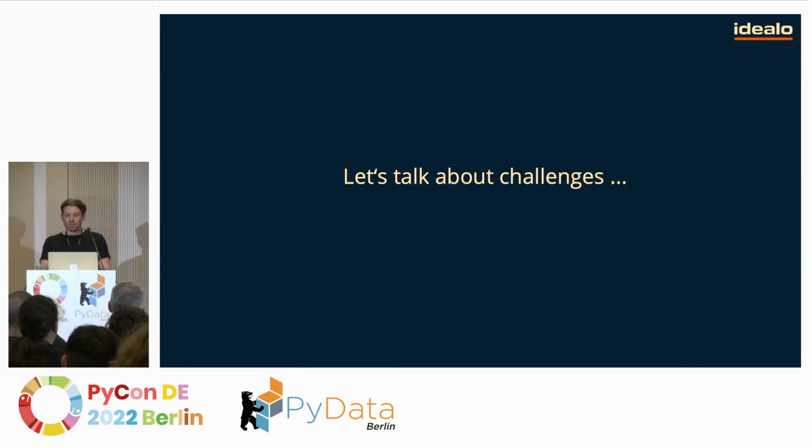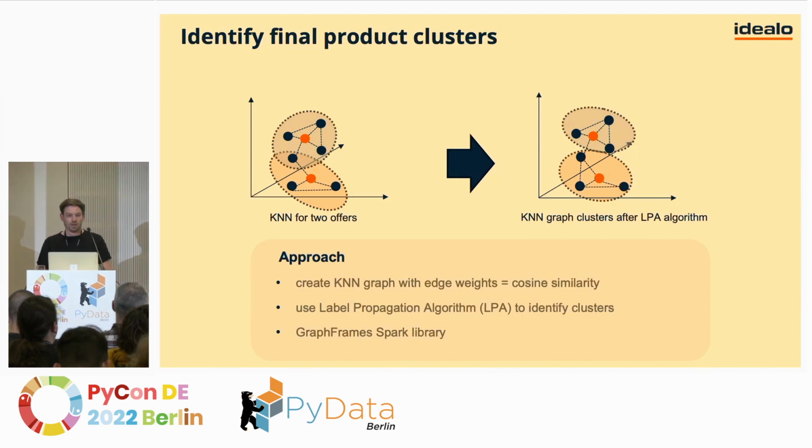We also came across a few challenges in our project, and one of them is that when we want to identify our final product clusters, we often find overlapping clusters. So here on the left side, we did a KNN search, and for the orange points, we found their neighbors, and now we want to create the clusters. As you can see, they are overlapping, and the question is, how do you create these clusters?